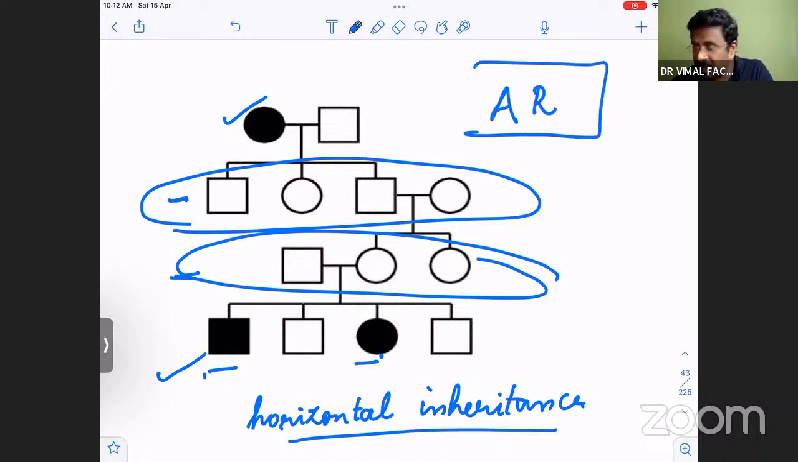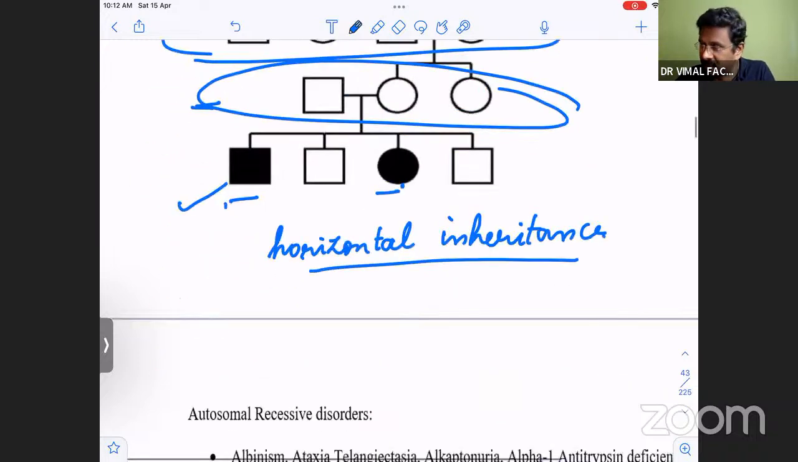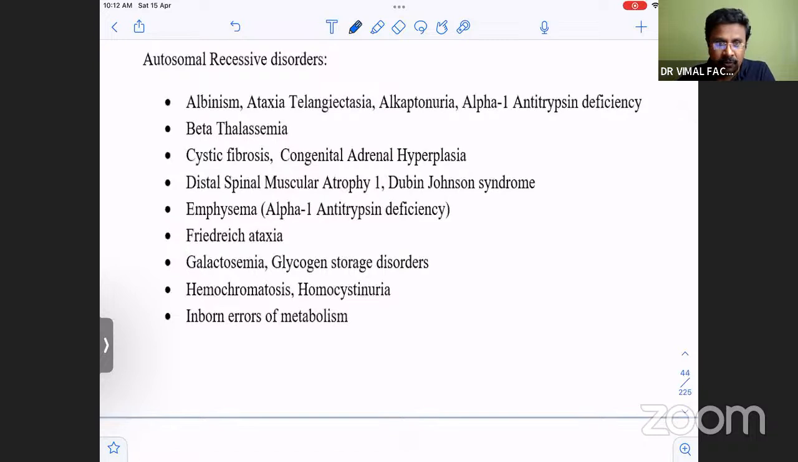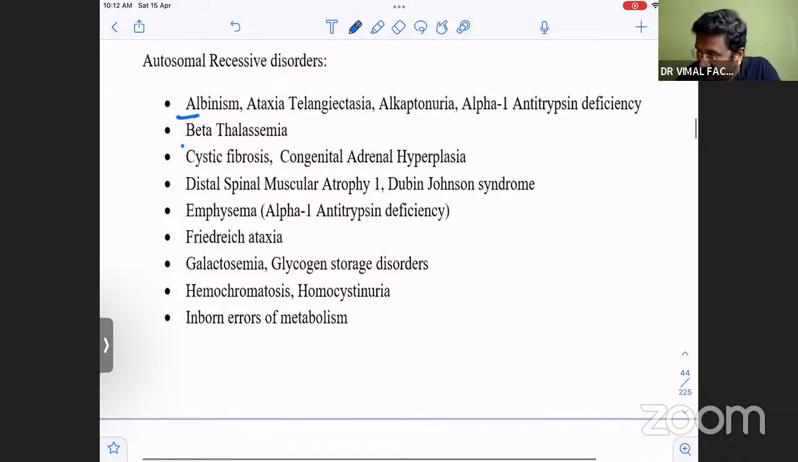It is autosomal recessive. Yes, let us recollect what the autosomal recessive disorders are. You remember the mnemonic A, B, C, D, E, F, G, H? Yes. Albinism, ataxia, alkaptonuria, alpha-1 antitrypsin deficiency, beta thalassemia, cystic fibrosis. Yes. Distal spinal muscular atrophy, Dubin-Johnson. This is all in the workbook also.